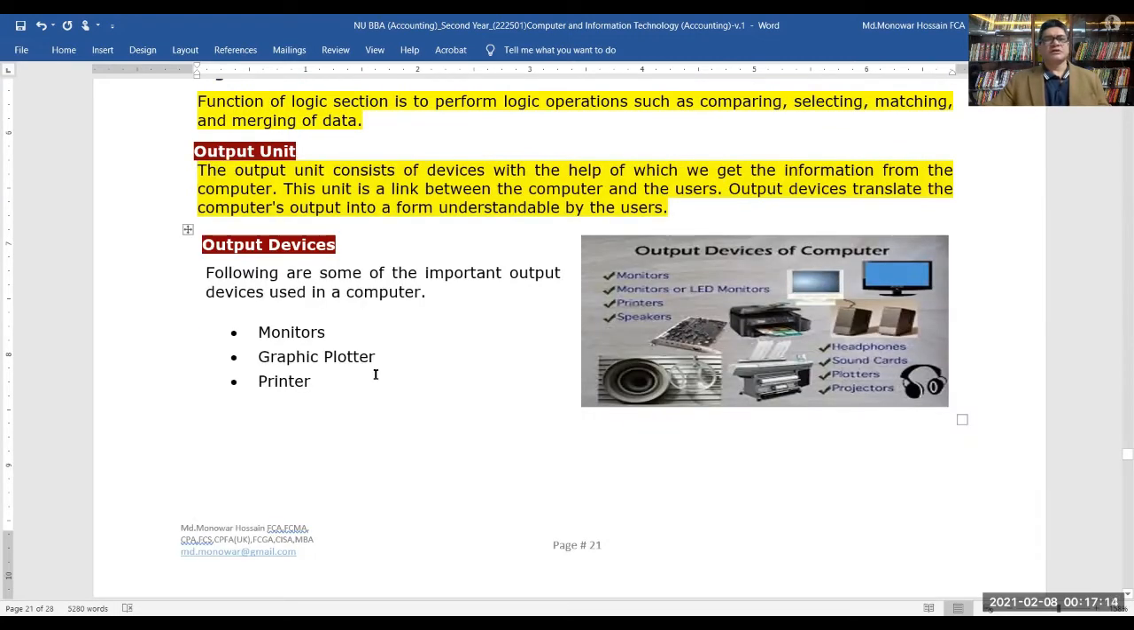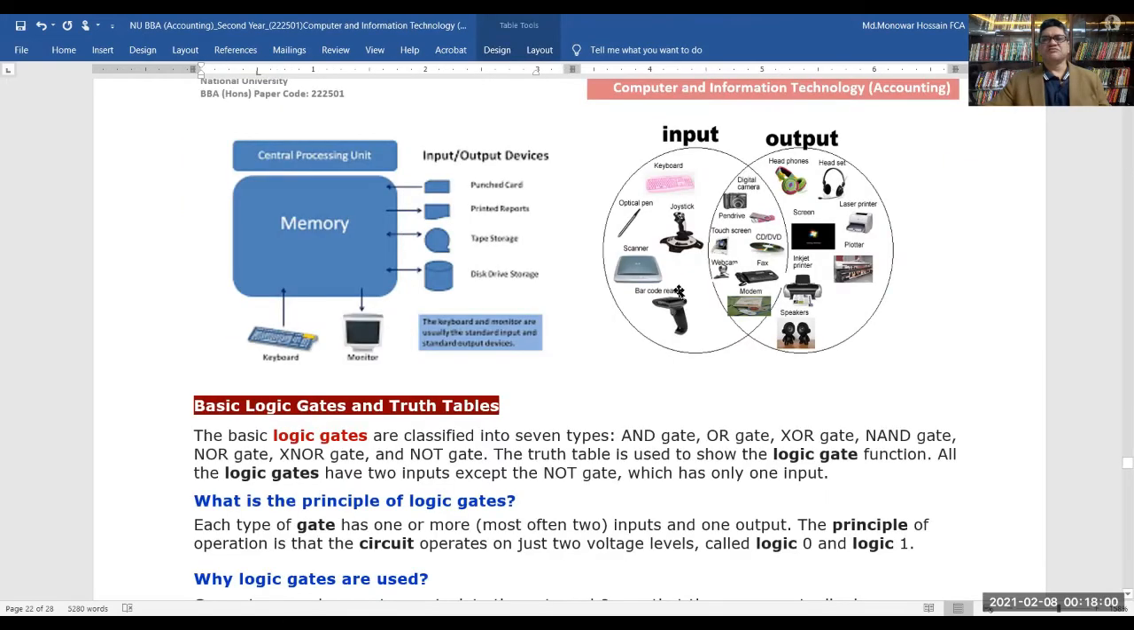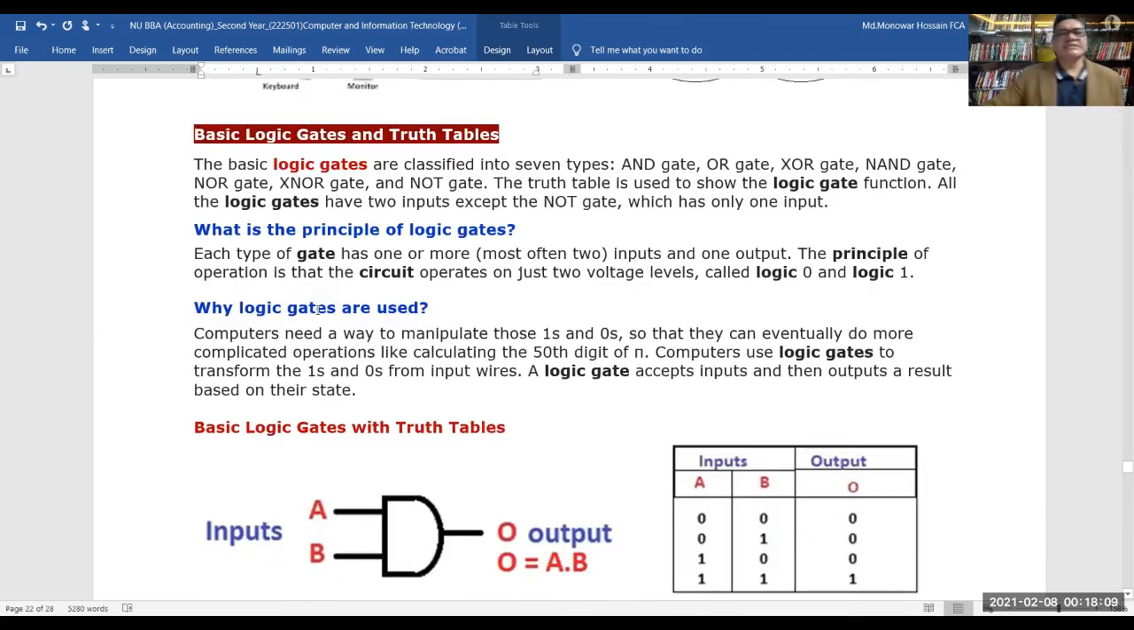Now the output unit. The output unit consists of devices with the help of which we get information from the computer. This unit is a link between the computer and the users. Output devices translate the computer's output into a form understandable by the users. Output devices: monitor, printer, etc. Input device, output device.